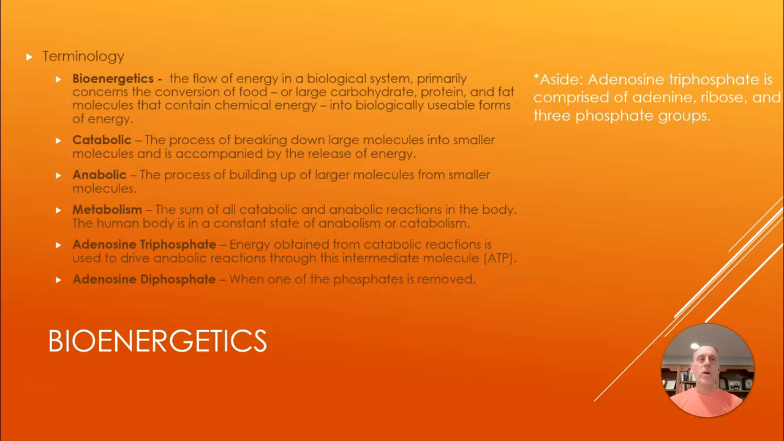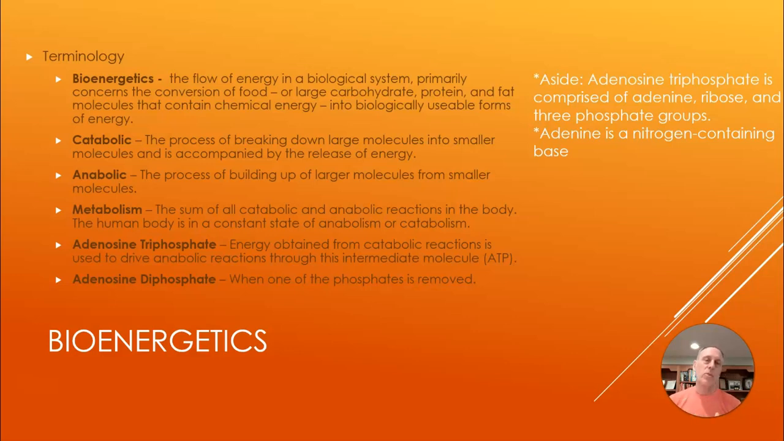Adenosine triphosphate is comprised of adenine, ribose, and 3 phosphate groups. On the next slide, you'll see what it looks like, and you'll see it represented a couple of different ways. But adenine is a nitrogen-containing base.